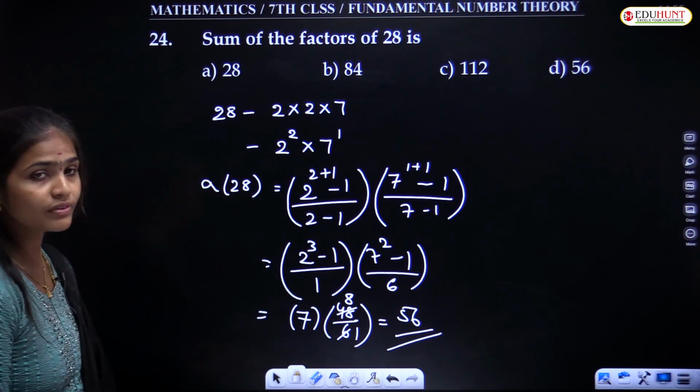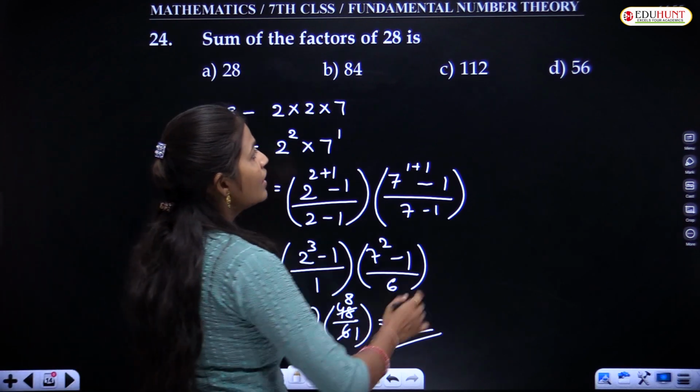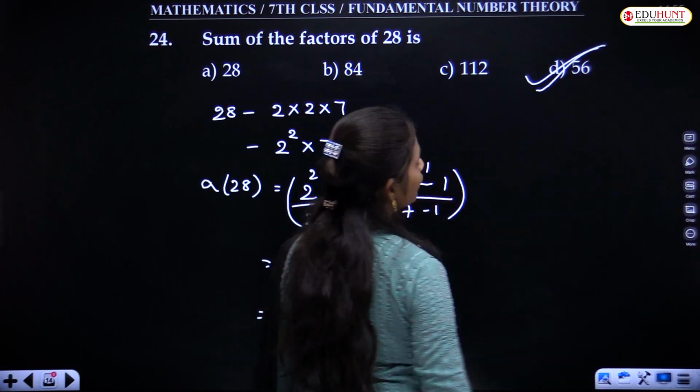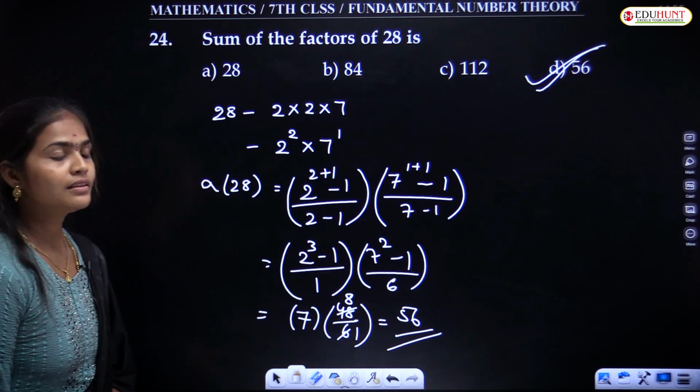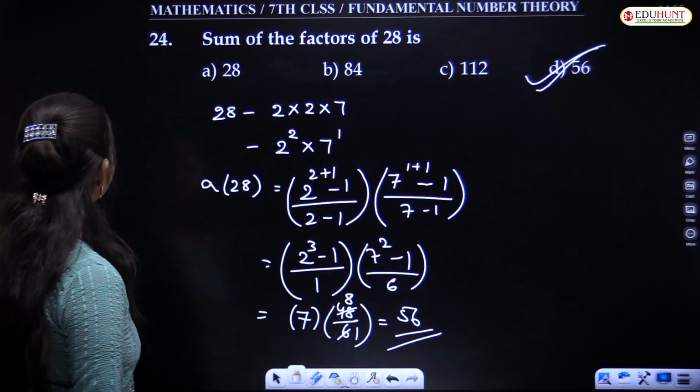So what is the sum of all the factors of 28? It means 56. Okay. Double of that given number. Is it clear? So next one.